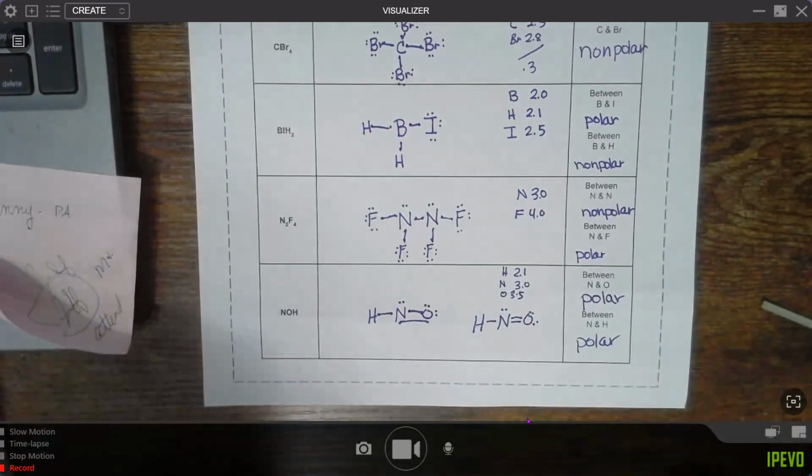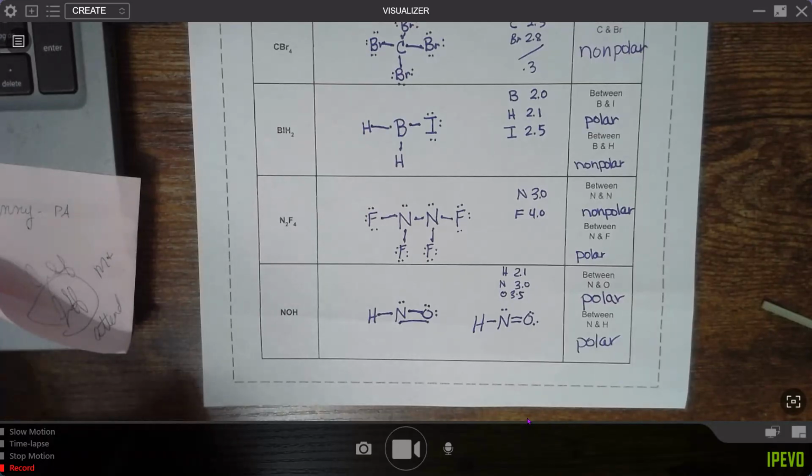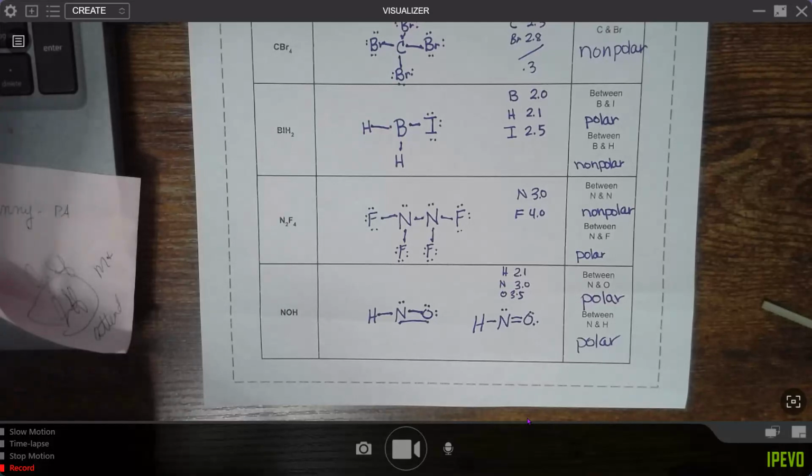All right. So I think that is it for bond polarity. What we're going to do next is we're going to look at molecular geometry, the shape of things.